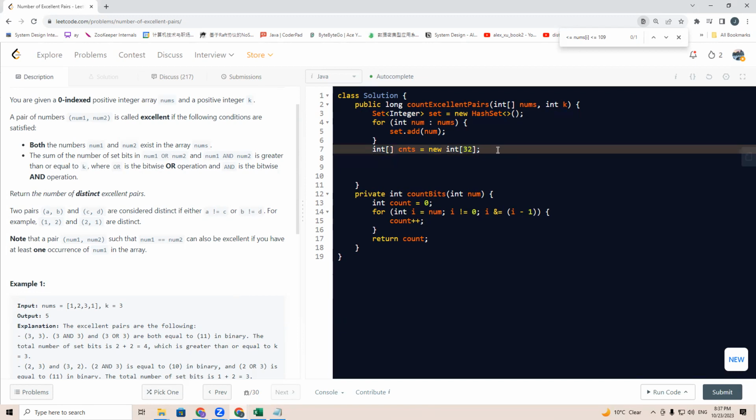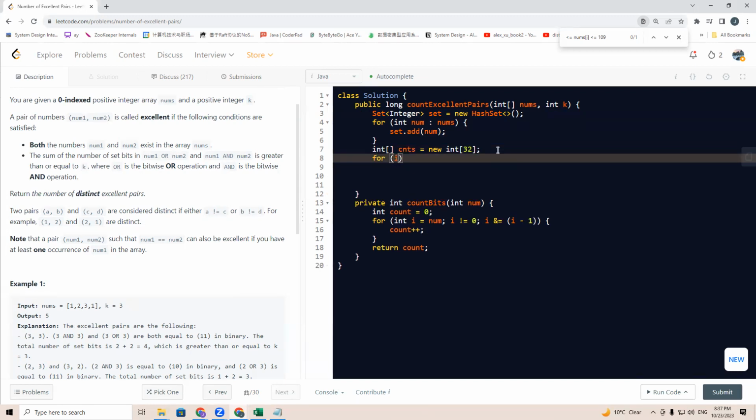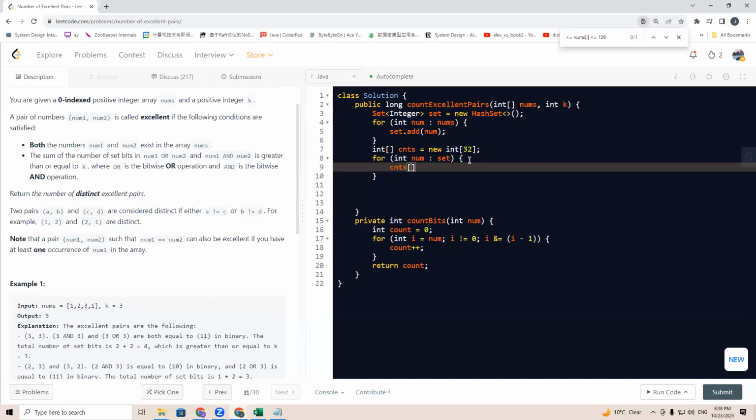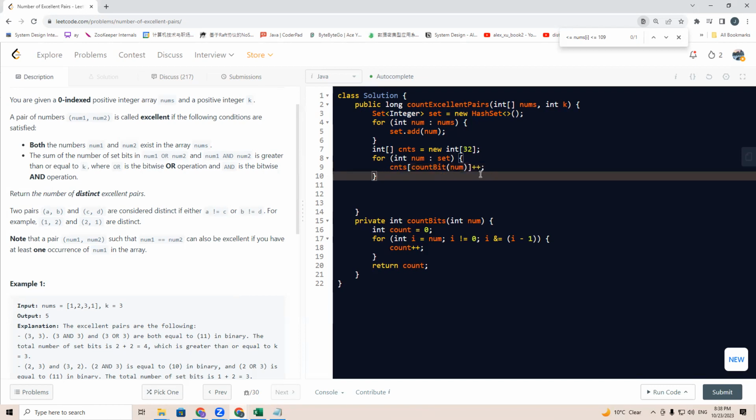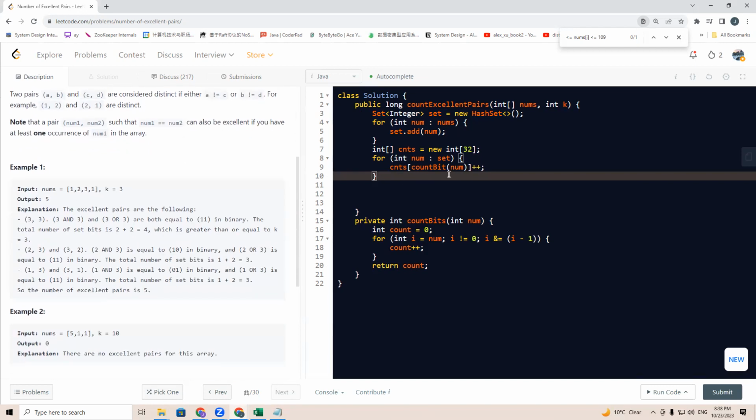Then for every number in this set, because we already deduped, we'll do counts[bitCount(number)] plus plus. So for each bit count, we know how many numbers have it.